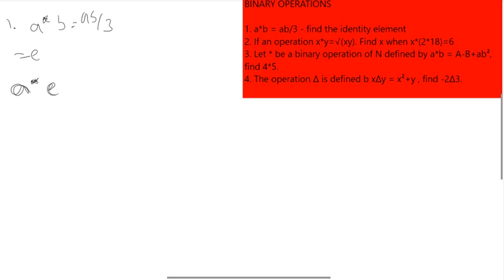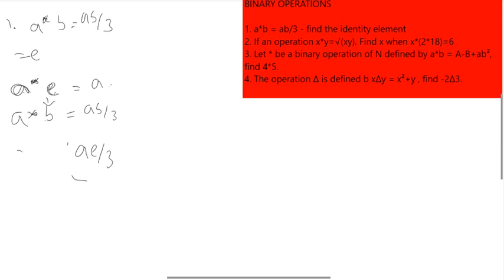When you do the binary operation of a with e, it's supposed to be equal to a, right? Just like the way we solved number 4, where we put minus 2 and 3 as the values for a and b, here we are going to put a and e as the values for a and b. So when we put a and e here, we're going to have ae over 3, because e is now replacing b. We're finding the identity. And don't forget, a asterisk e is equal to a.